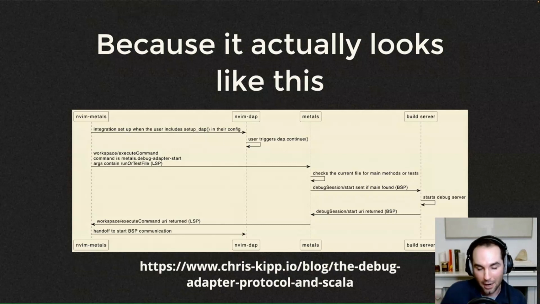So now we're in an entirely different protocol, where on the front side we were in LSP world, and now on the back side we're on BSP, which is called the build server protocol. You could think of it as a sister protocol to LSP for building your code. So that will go to your build server. It will start a debug server. It will send the address back to Metals. Then Metals will forward it back to NeoVim Metals. And then finally, NeoVim Metals will have everything it needs to actually hand that off to NeoVim DAP and let it take over.